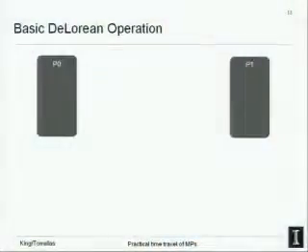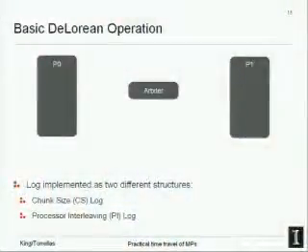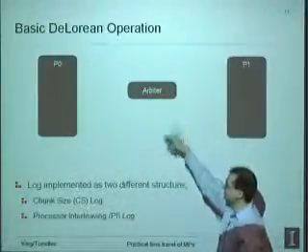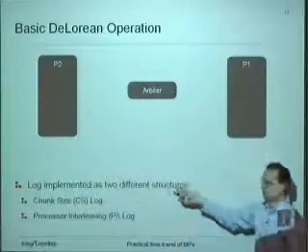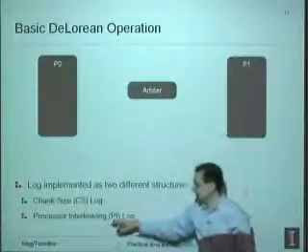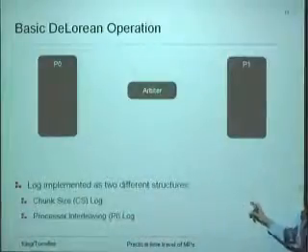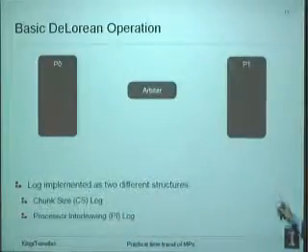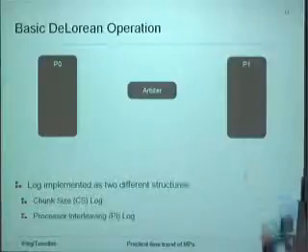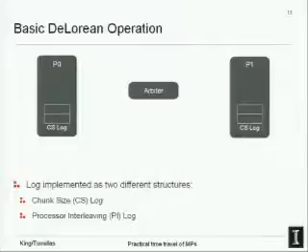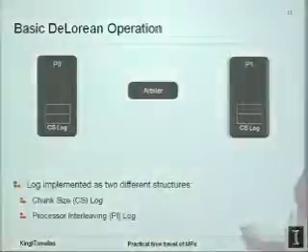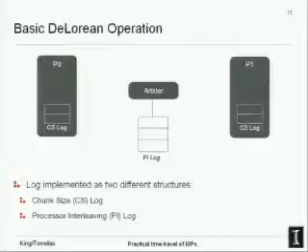Anyway, the idea in this case would be to have a set of processors and an arbitrary module here in hardware. This is kind of irrelevant; you could have a bus or whatever. The memory log is implemented as two different structures: the processor interleaving log, the one that has the processor IDs, and then the chunk size log, which I'm going to distribute across the machine. The chunk size log will be in each processor, and the arbiter will centralize the processor ID log.